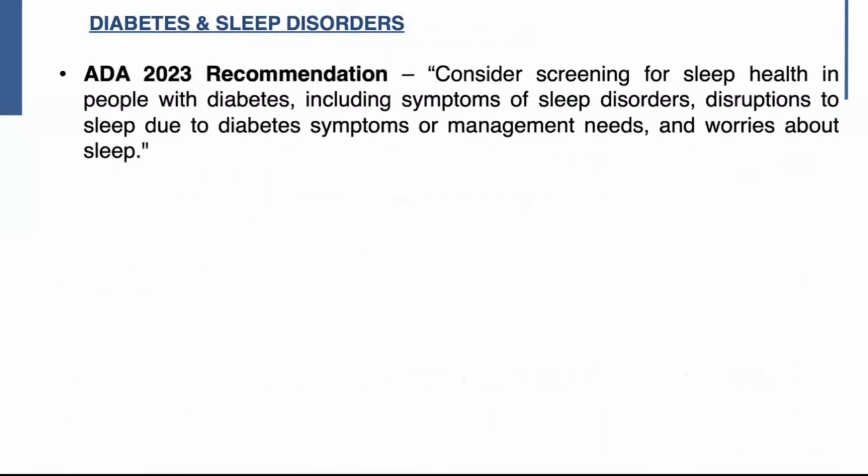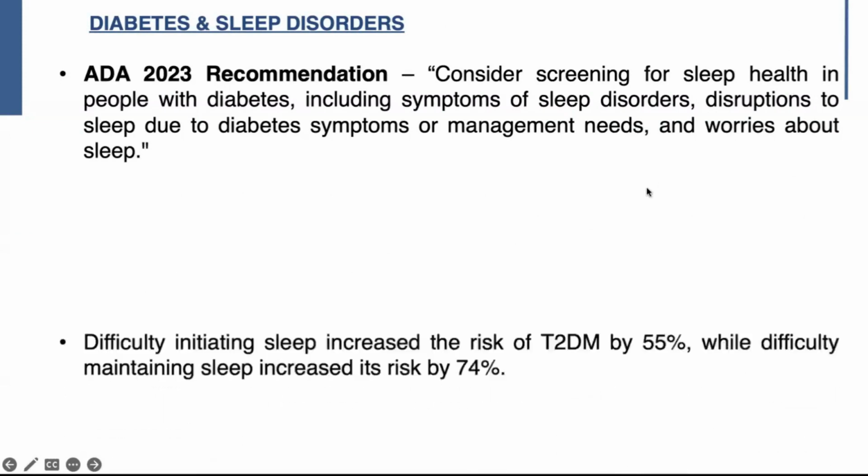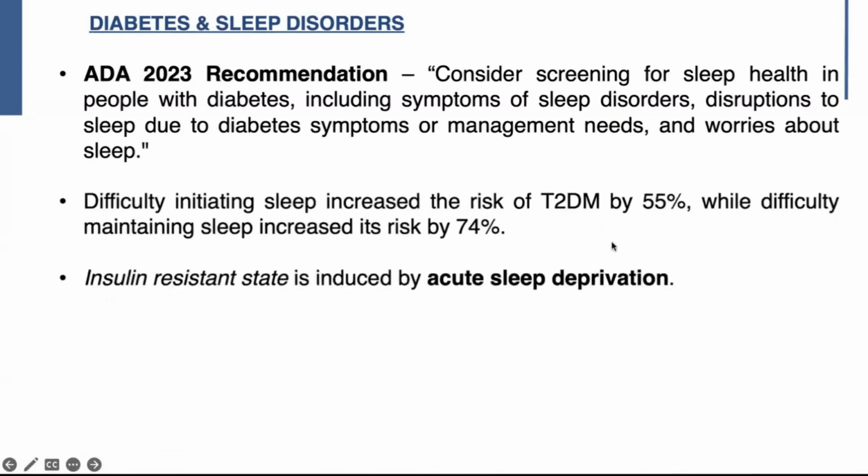Now, coming to diabetes and sleep disorders, as we know, diabetes is becoming more and more prevalent with each passing day. And the American Diabetes Association 2023 guidelines made a recommendation for screening every patient with diabetes. They have said that we have to consider screening for sleep health in people with diabetes, including symptoms of sleep disorders, disruptions of sleep due to diabetes symptoms or management needs, and worries about sleep, and difficulty in initiating sleep.